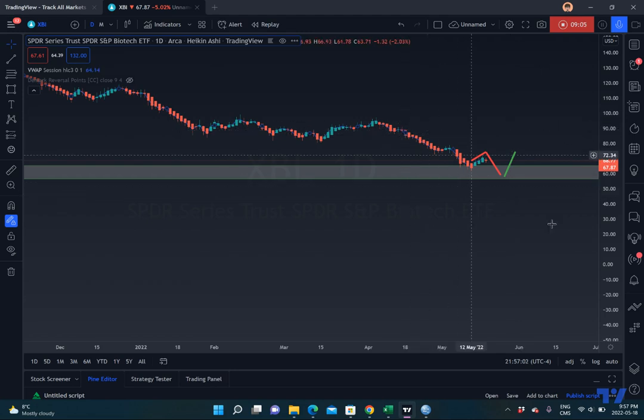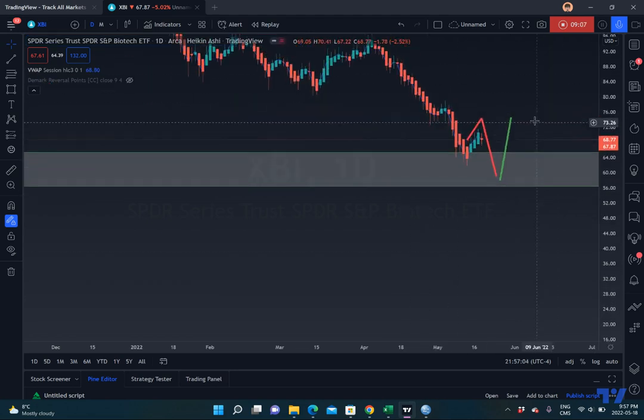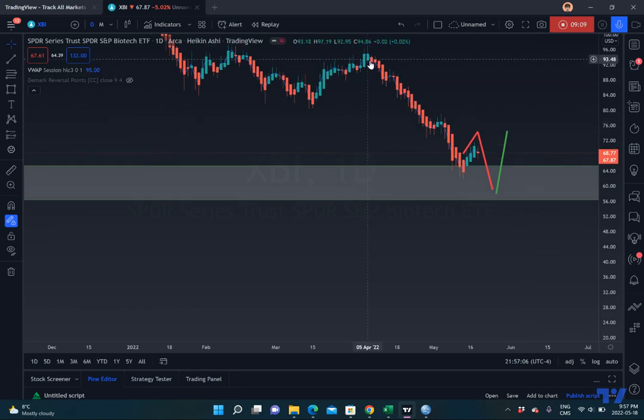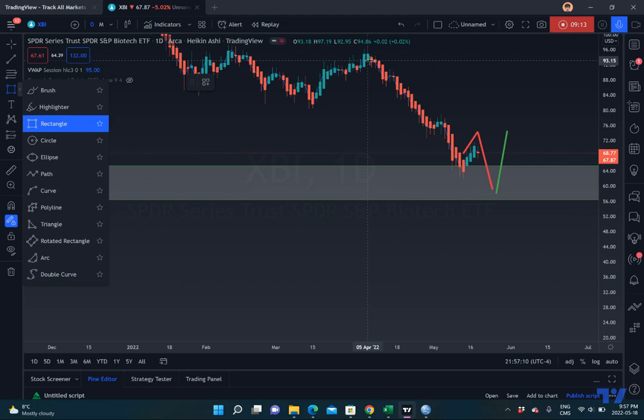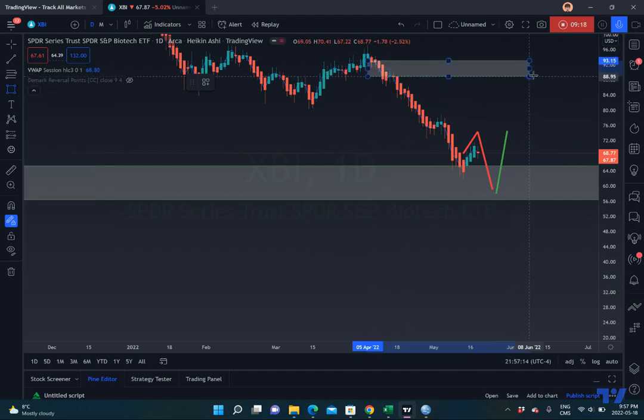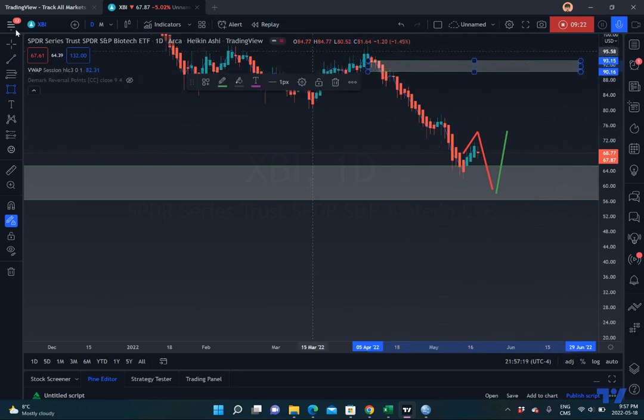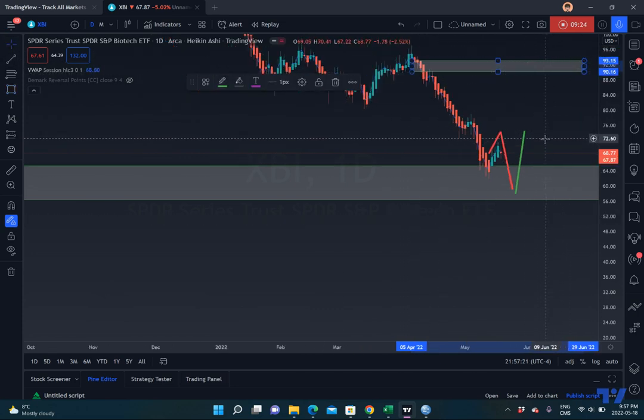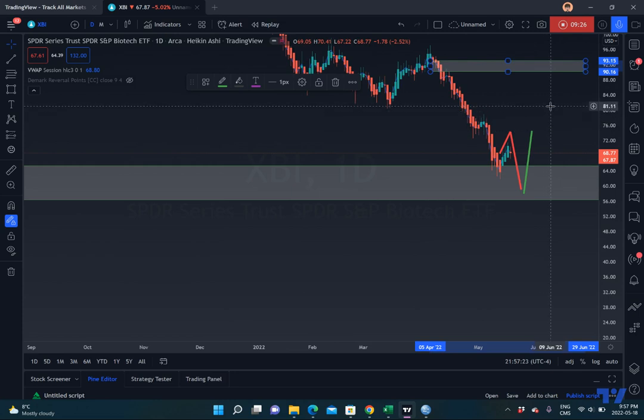And then I'm going to be entering long to my next supply zone where I'm going to be scaling out. Because the market is extraordinarily heavy, I'm going to be conservative with my targets. My final target will be this supply zone here, and I'm going to be just scaling out along the way with basic support and resistance.